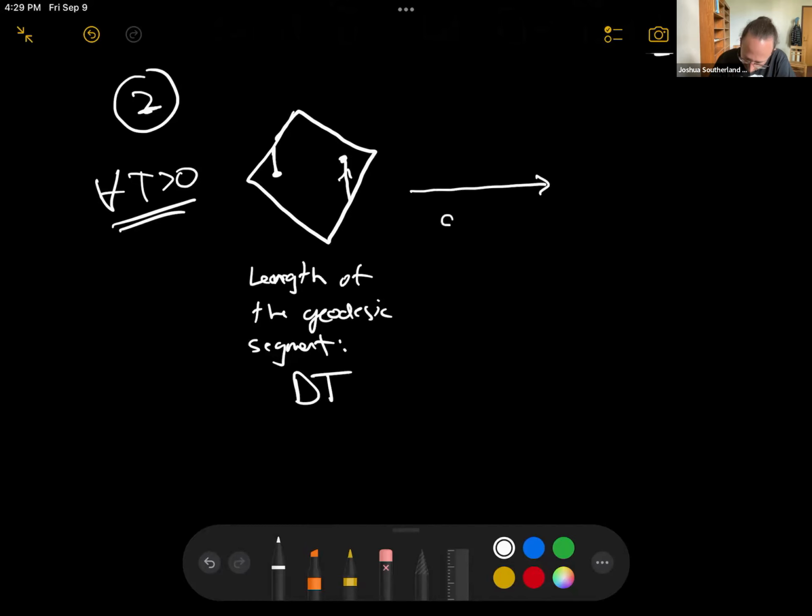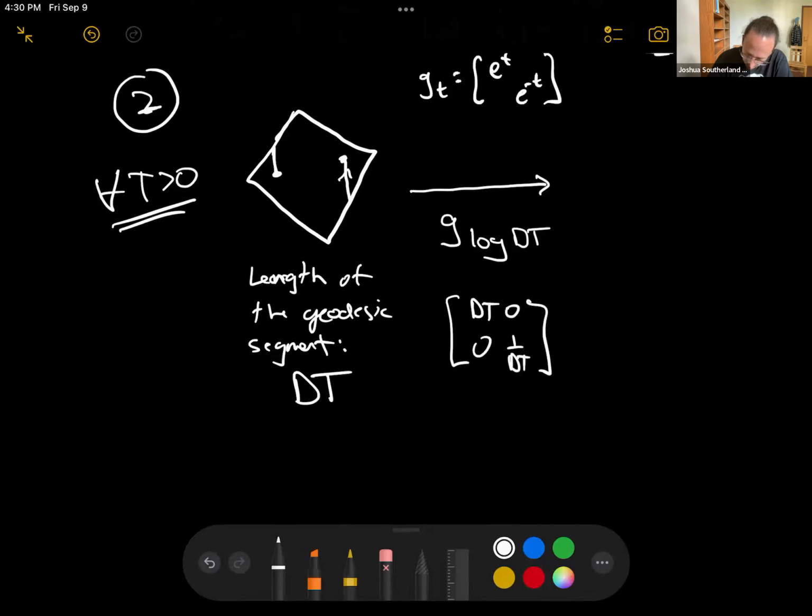So now let's apply g log dt. And so what does this look like? Remember, g_t was this e to the t, e to the minus t. So g log dt would just be a dt and a 1 over dt. Okay, so it's going to stretch this in the x direction and compress it in the y direction. And we're going to end up with a geodesic segment over here that's a little bit shorter.